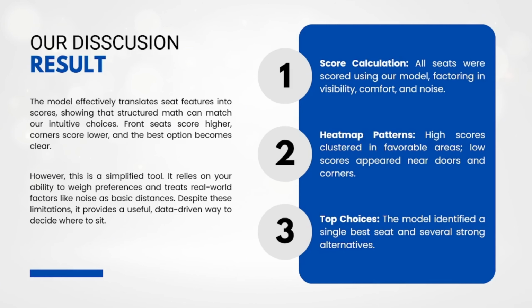Now we get the results here. The first one is the score calculation. All seats were scored using our model, factoring in visibility, comfort, and noise. The second one is the heat map patterns. High scores clustered in favorable areas, and low scores appeared near doors and corners. The third one is the top choice. The model identified a single best seat and several strong alternatives.